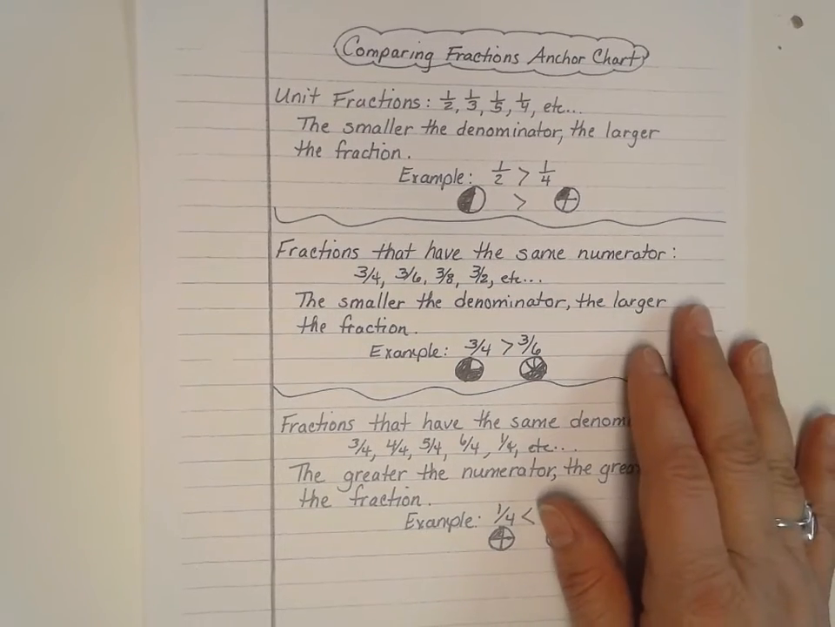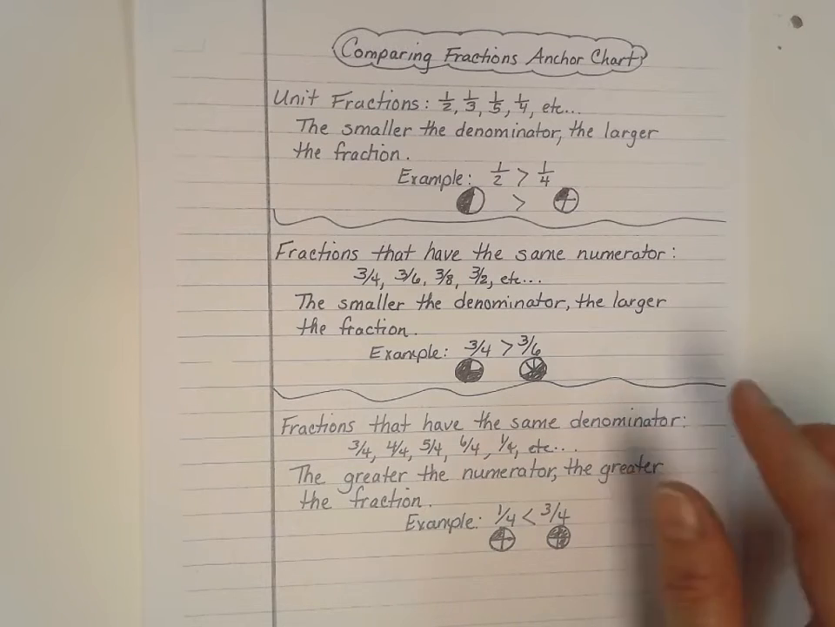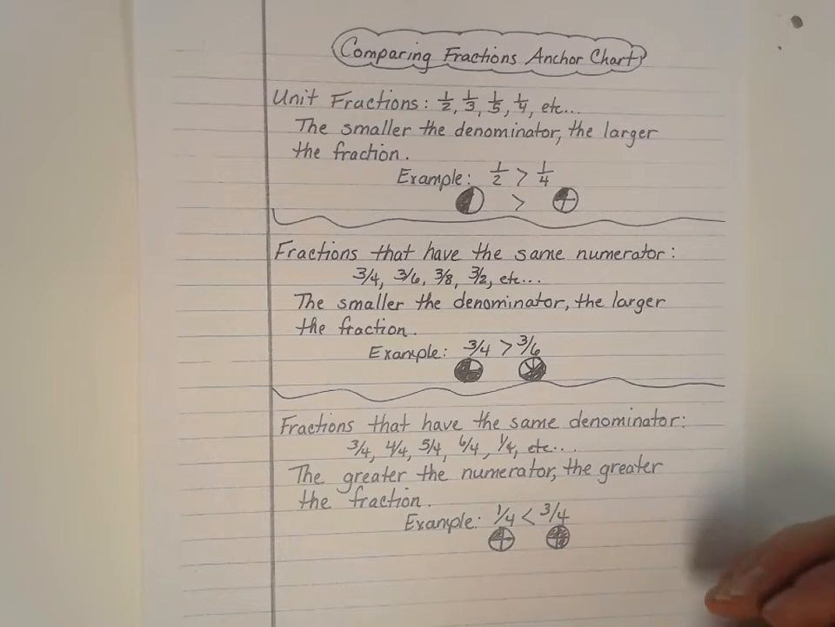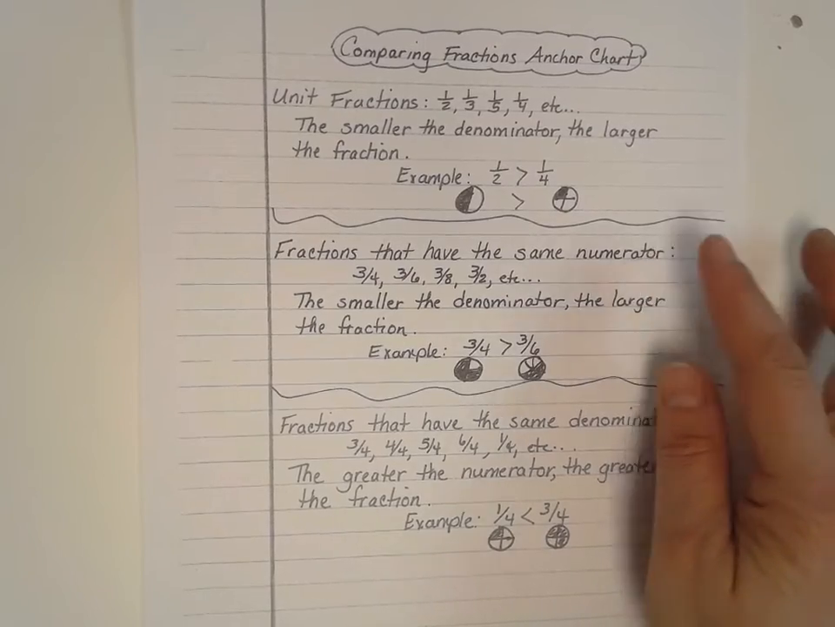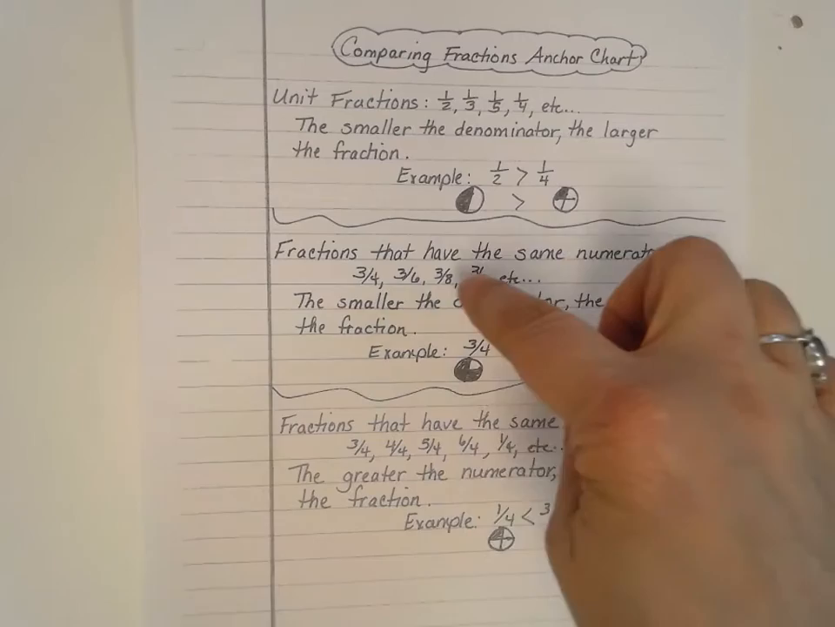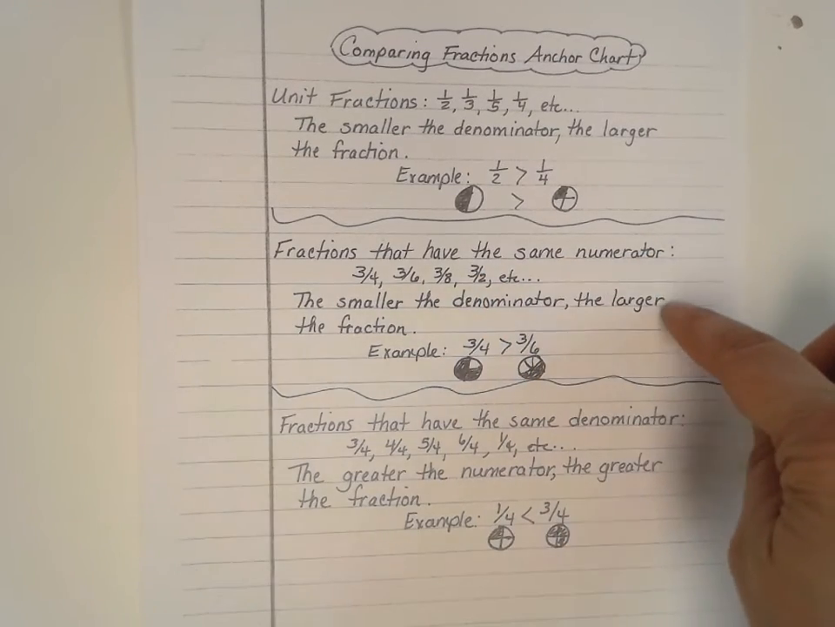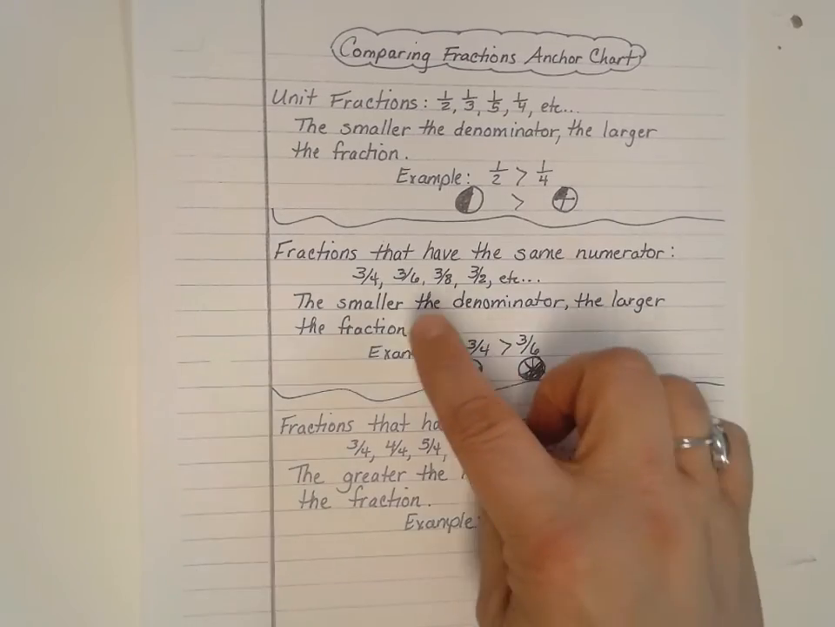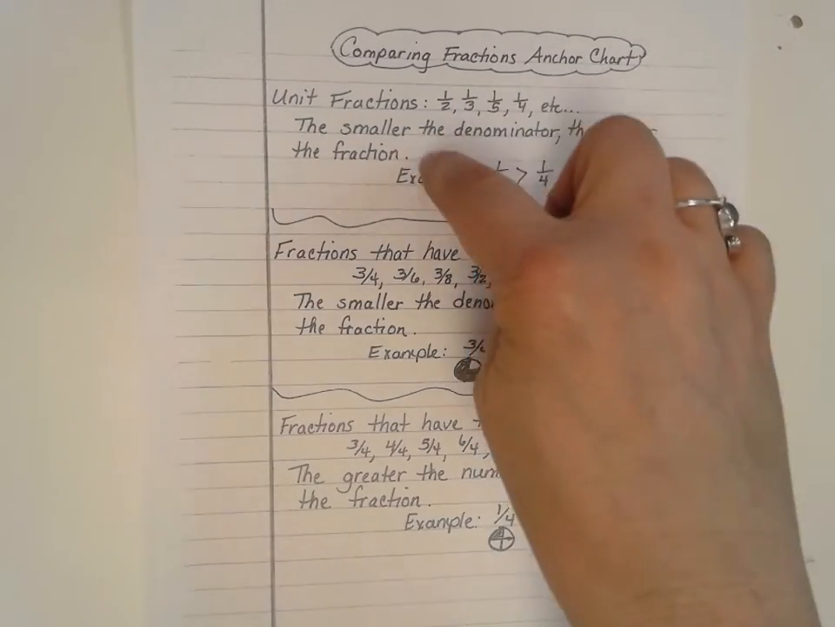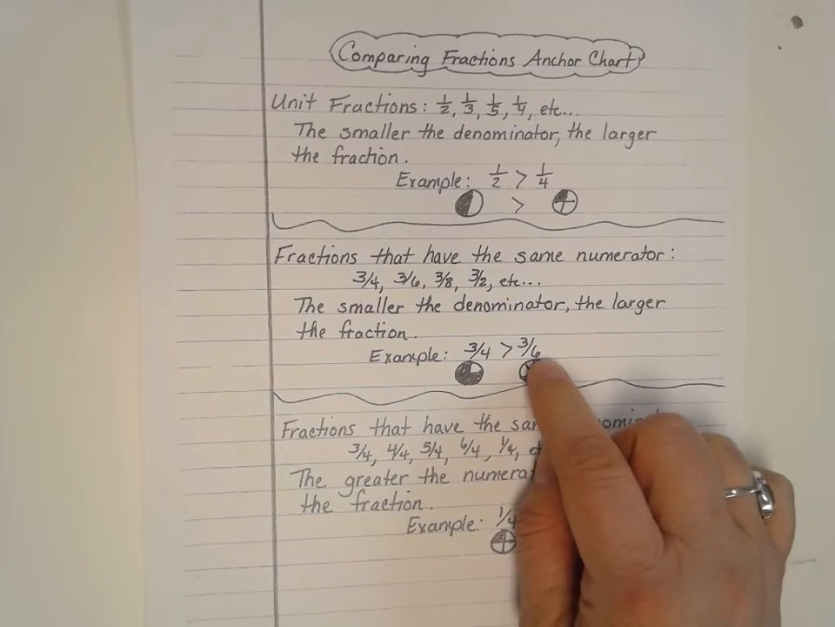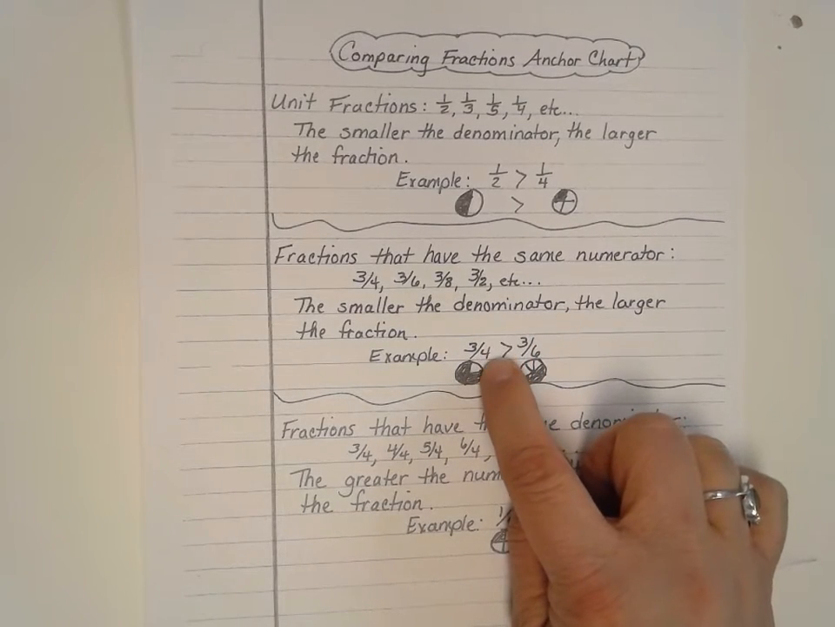Next, fractions that have the same numerator. Now remember, numerator is the number on the top, denominator is the number on the bottom. So if you have the same numerator, say all of these have 3, the smaller the denominator, the larger the fraction, right? So if the numbers on the top are the same, then we look at the bottom. And if it's got a smaller number, we know that's a bigger piece.